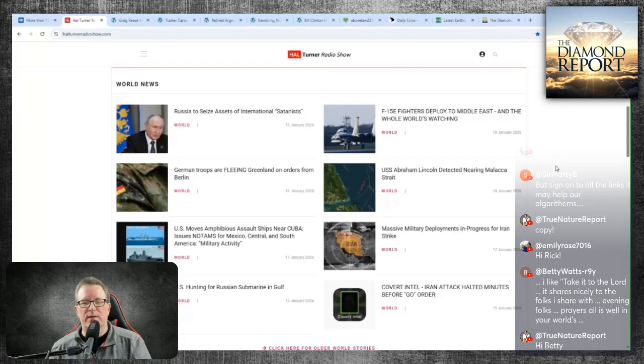Russia to seize assets of international Satanists, quote unquote, and there are a lot of those, aren't there? I think it's basically the ones that run the West, the ones that run our country, international Satanists.